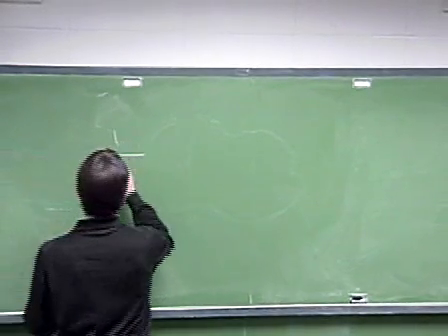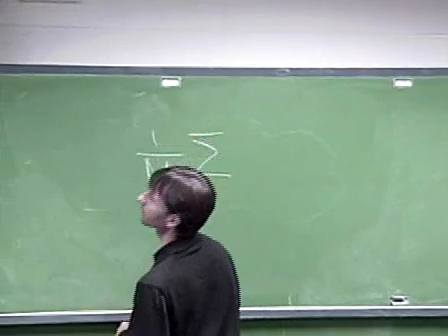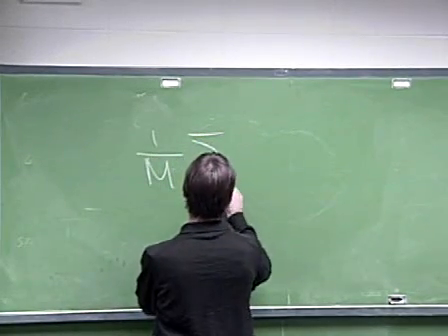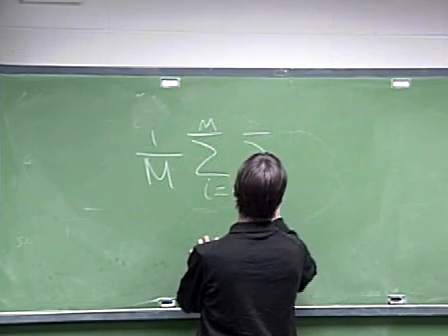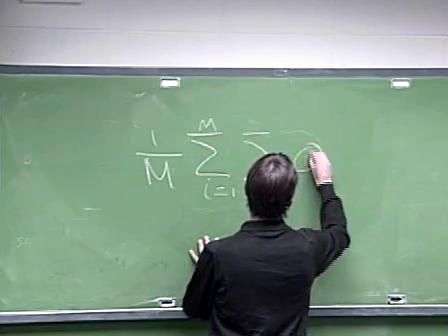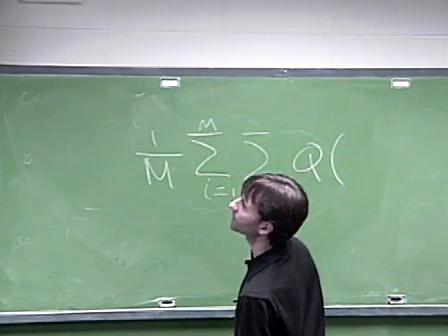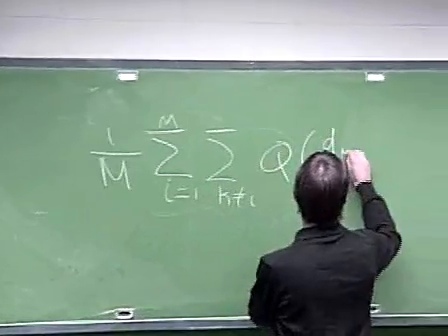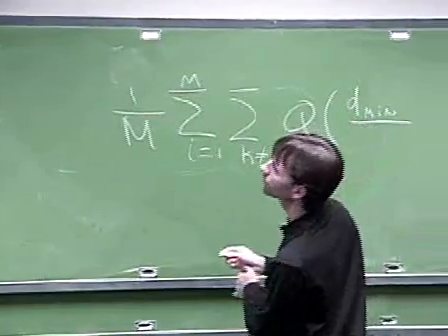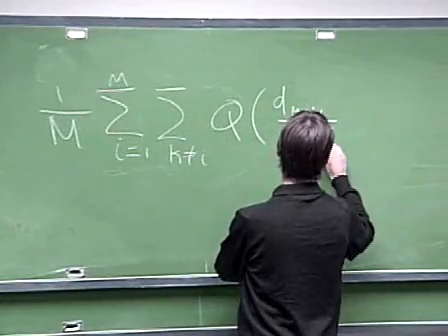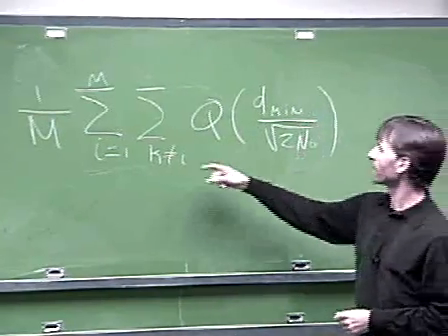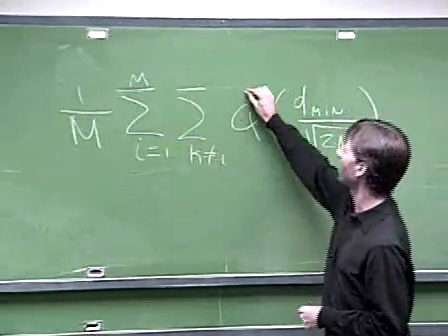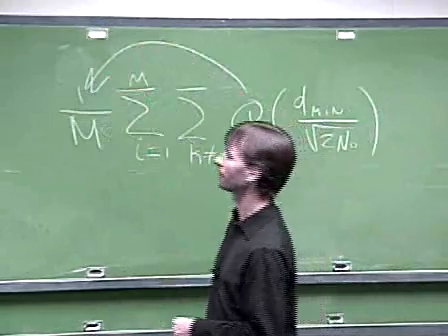Right, we have 1 over m, sum. Okay, so we replace d_ik by d_min. Now what happens is that d_min doesn't depend on k or on i, so it can come out of the summations.